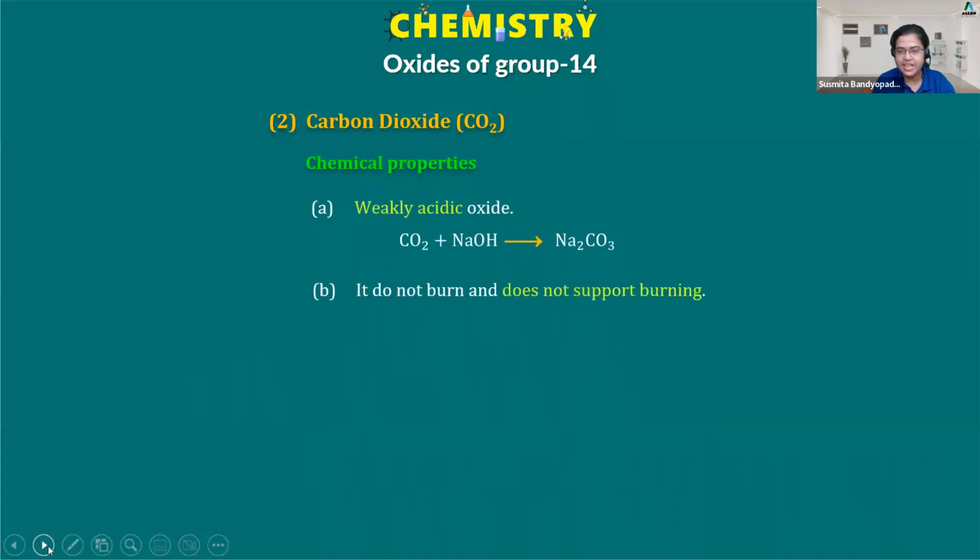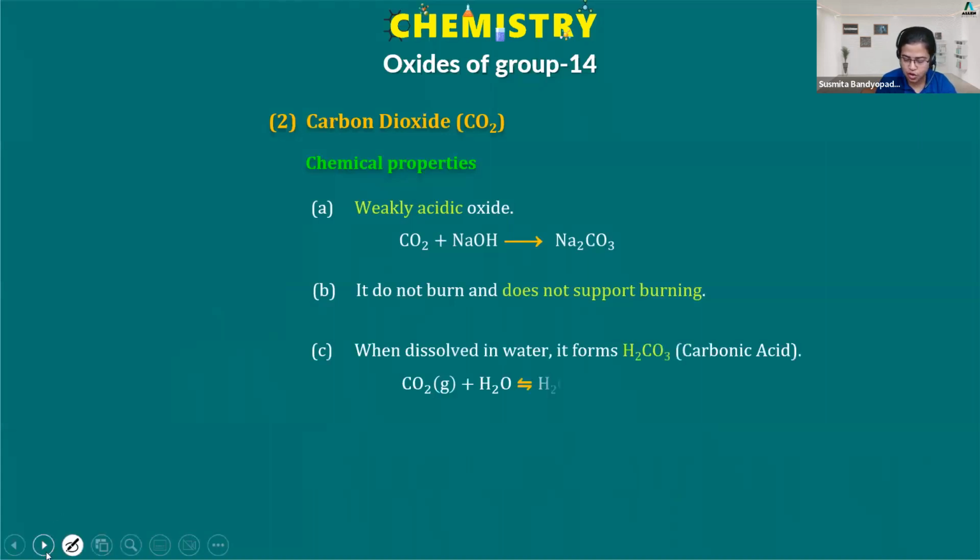It's weakly acidic in nature. CO2 is an acid, NaOH is a base. It forms a salt, Na2CO3. It is not a supporter of combustion. It dissolves in water and it's responsible for acid rain.